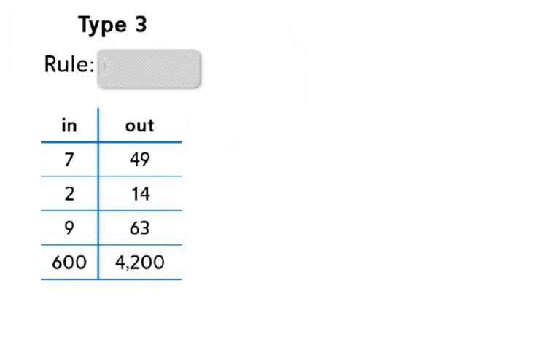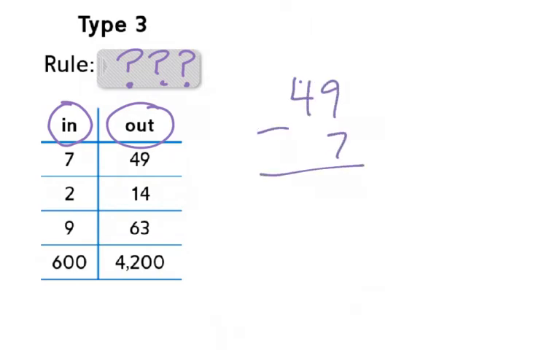The next type, type 3, is where you're given the number that went in, the number that went out, but you have to figure out the rule. And remember, whatever the rule is, it has to apply to every situation. So I could look at number 1 and say, oh, 49 minus 7. Let's see. 9 minus 7 is 2. 4 minus nothing is 4. Oh, they added 42. But then I have to look at the second one. Did they add 42 to get 14? Nope, so that doesn't work.